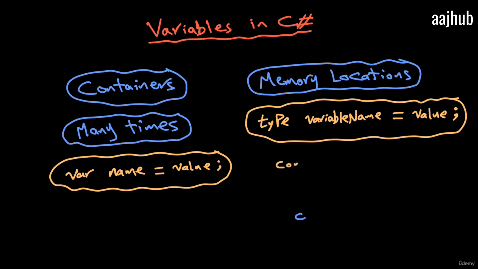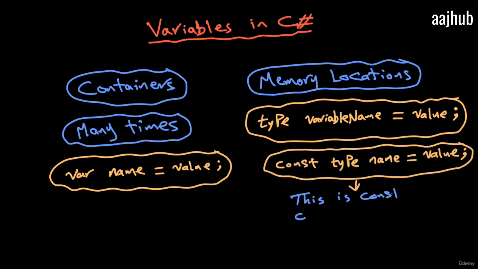Also, in the C# programming language, you can use the const keyword to declare variables. But once you use the const keyword to declare a constant in C#, it cannot be changed after that. This is a constant. You cannot change its value after declaring it by using the const keyword.